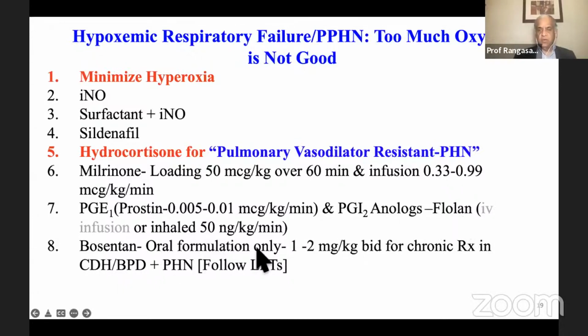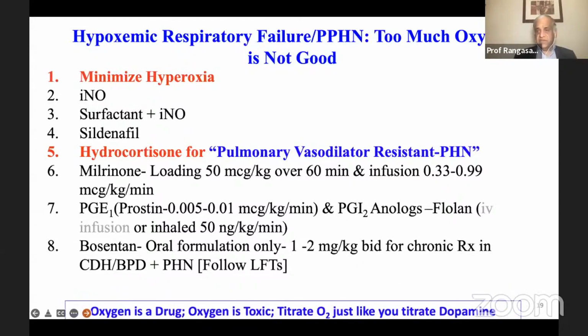Bosentan, again, we only have an oral formulation, and 1 to 2 milligrams per kilo BID for chronic treatment of pulmonary hypertension, also CDH or BPD. Again, bosentan is metabolized by the liver, so you need to follow the liver function tests.